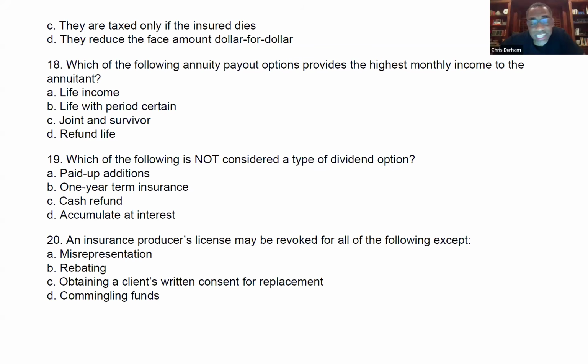That's it. The answer is C. Obtaining a client's written consent for a replacement. That's what you're supposed to do. That's what they're doing when they sign the application.